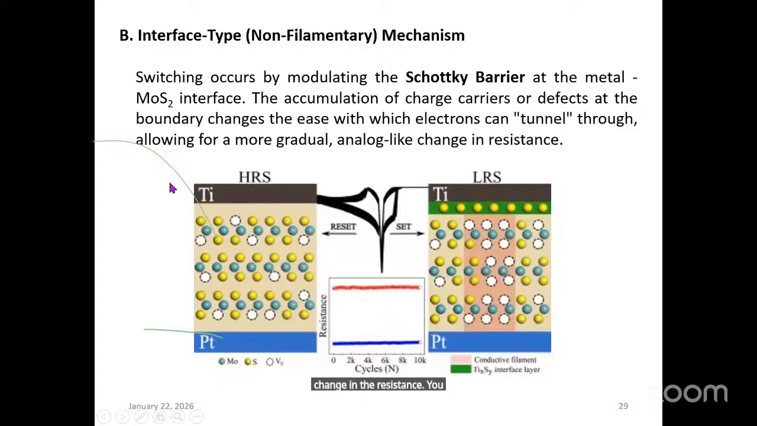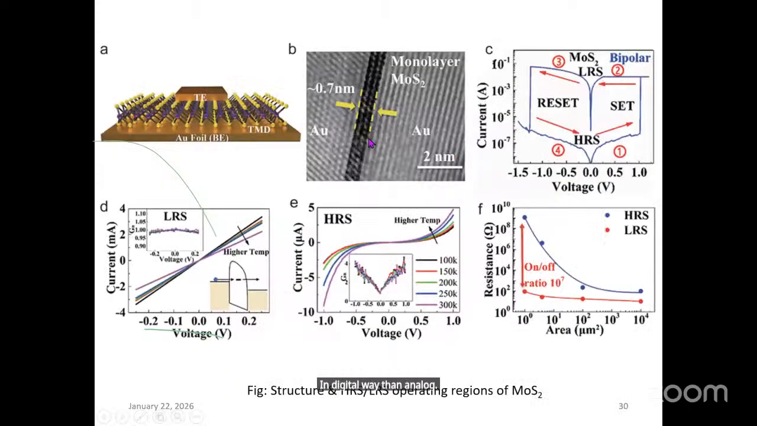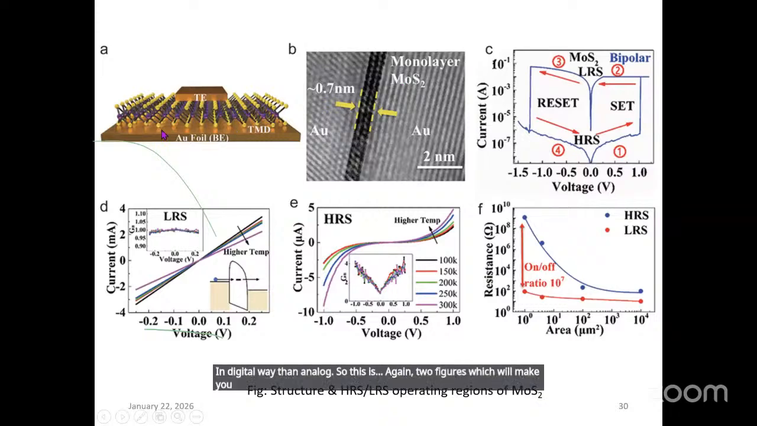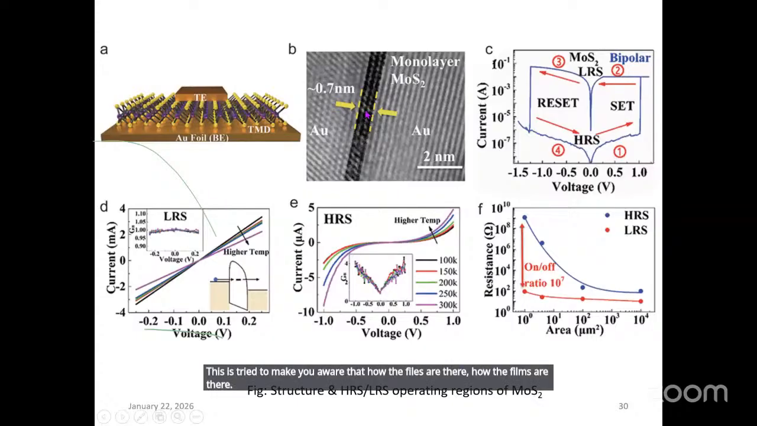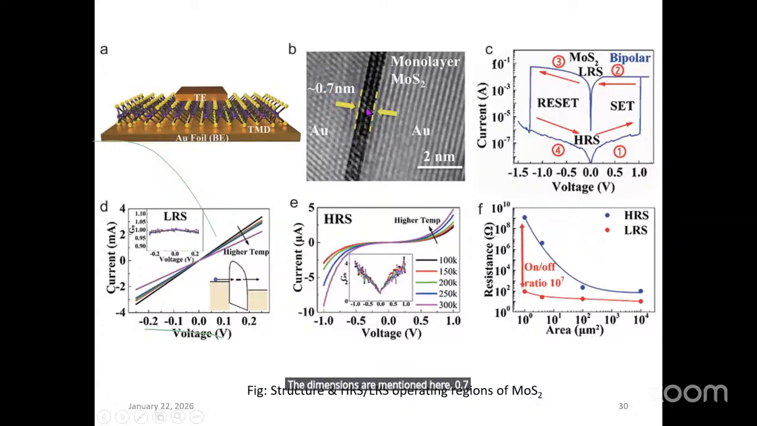You may say that there is low resistance and high resistance. In between, is it possible? In between it is also possible if we apply the gate voltage accordingly. But this is very popularly used as a switch in a digital way rather than analog. So these are a few more figures which will make you slightly more aware of how the foils are there, how the films are there. The dimensions are mentioned here, 0.7 nanometer, because of which the tunneling effect can start.